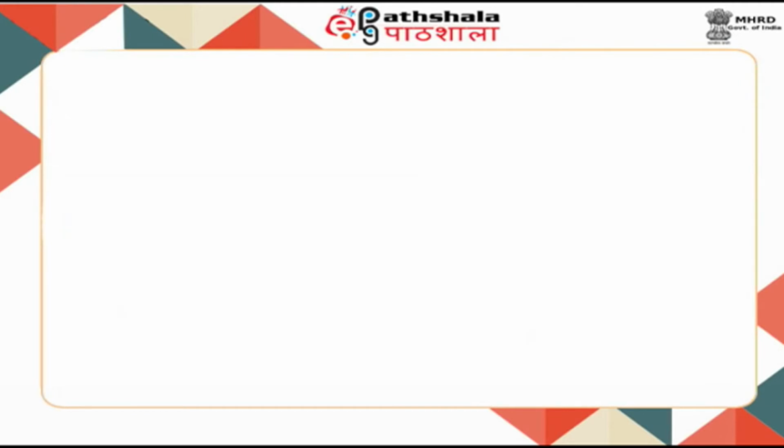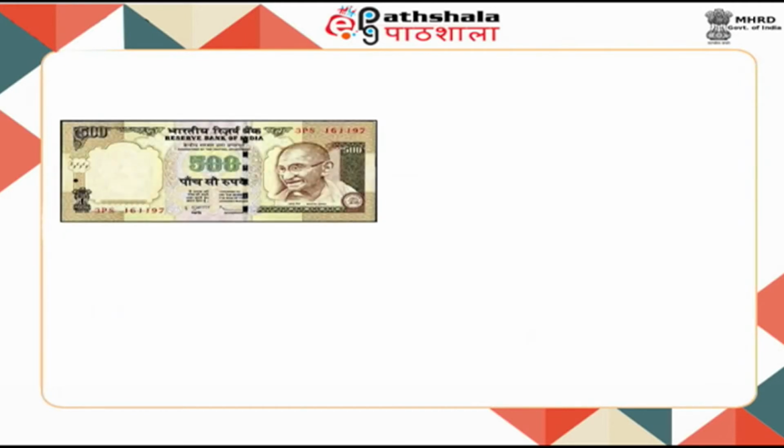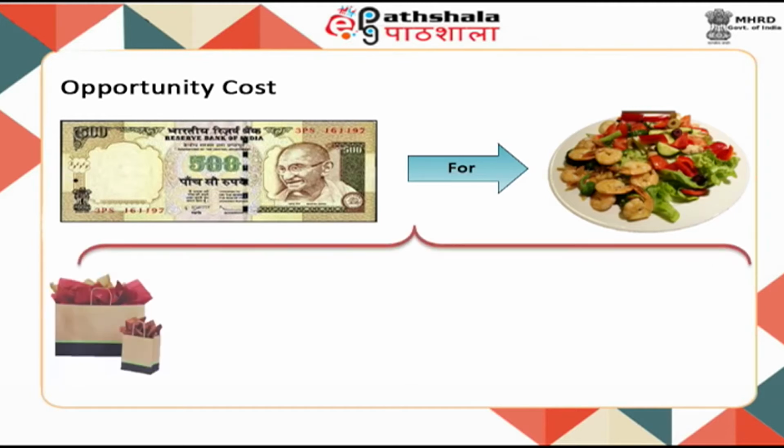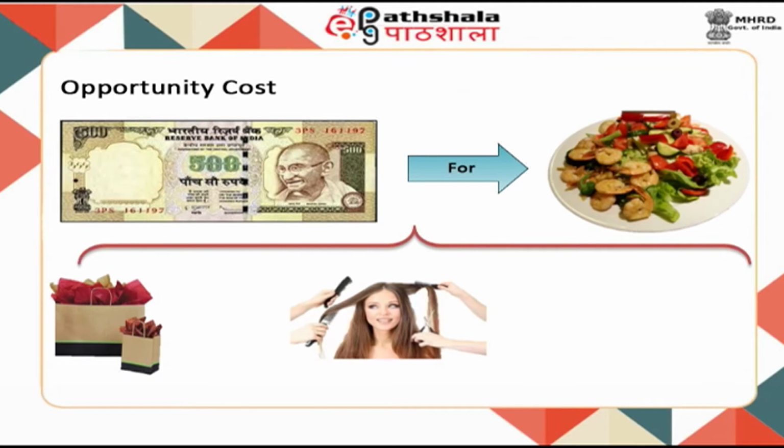Assume you have rupees 500 to be spent on dinner. The opportunity cost of the money in this case is all the possible things you could have purchased or availed with the same amount of money. You could have bought some clothing or accessories. You could have gone to a saloon to avail some service or pay the registration fee at some fitness center.